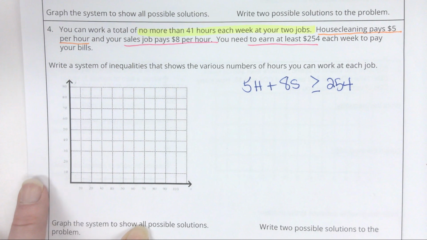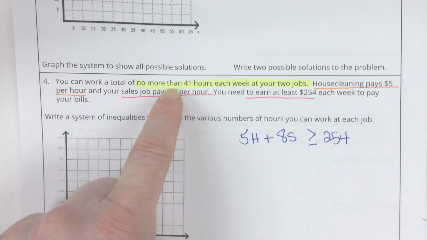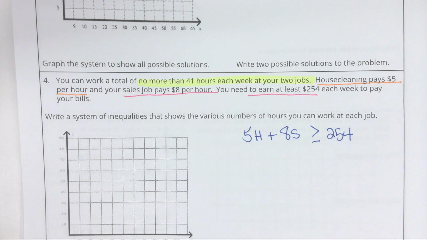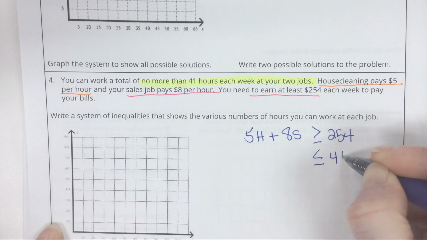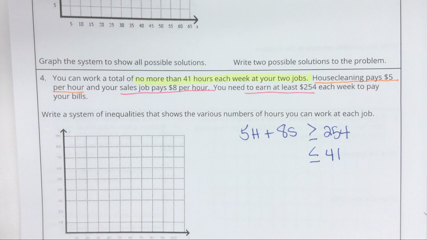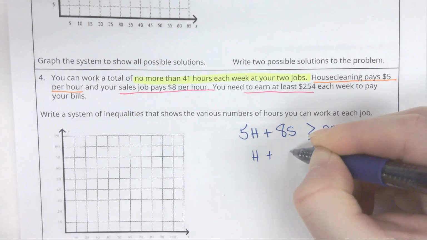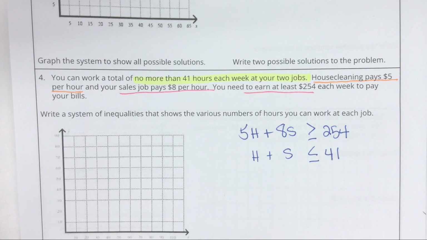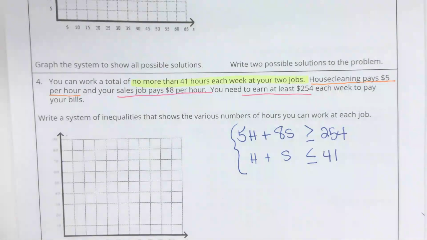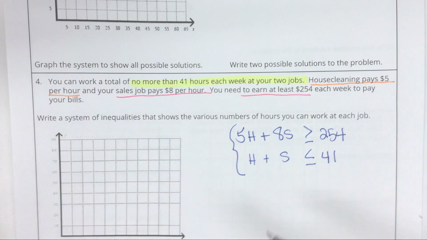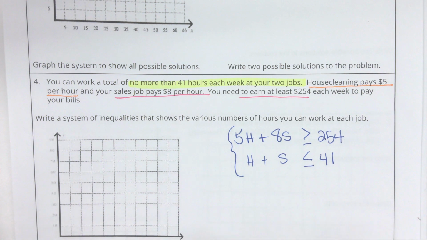What do I do with the no more than 41 hours a week? That means you don't work any more than that. So that's less than or equal to 41. But it's just my hours on each, right? So I just write H plus S is less than or equal to 41. One of us could work 21 hours, or like 19.5 hours each. So there are multiple answers that would answer that question.